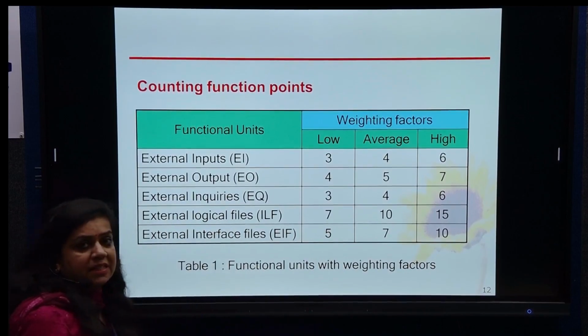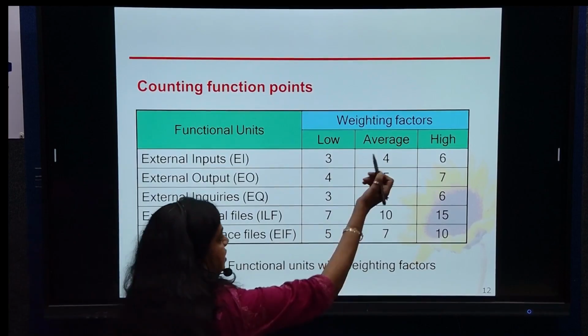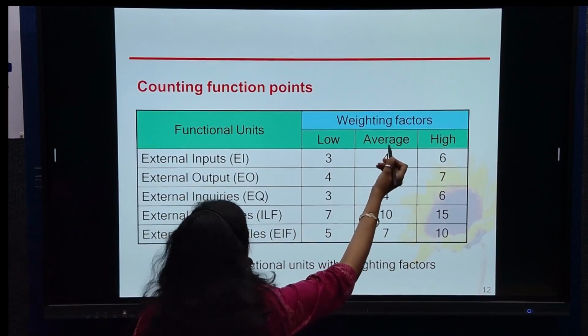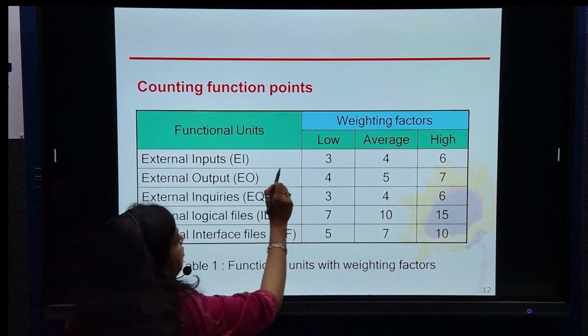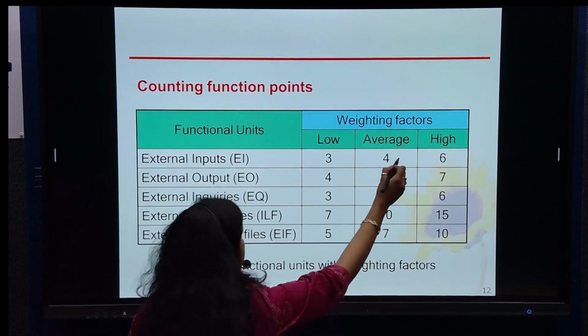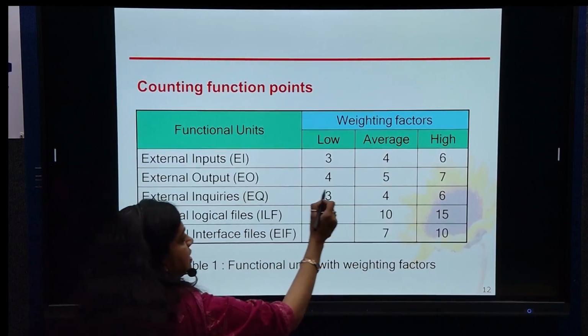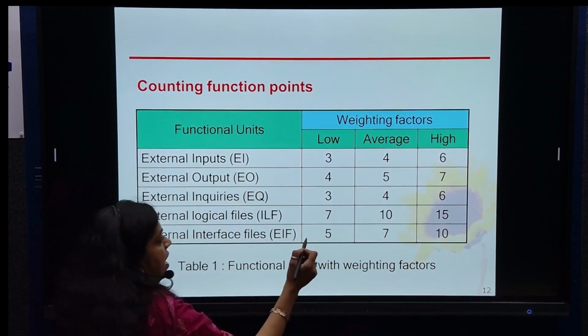If the complexity of the project is average, then the external input weighting factor will be 4. Output factor will be 5. Inquiries will be 4.